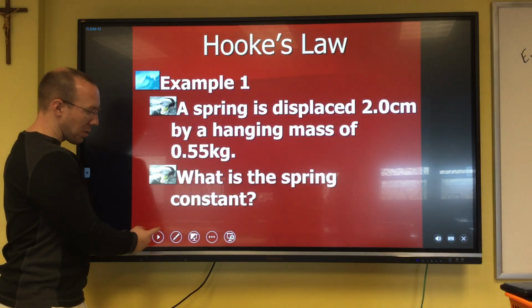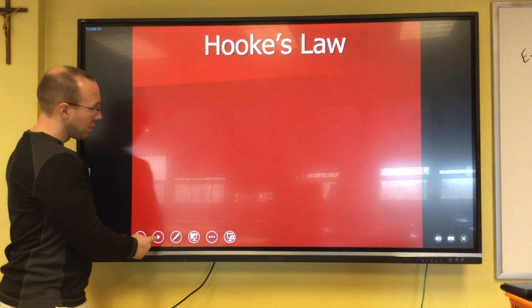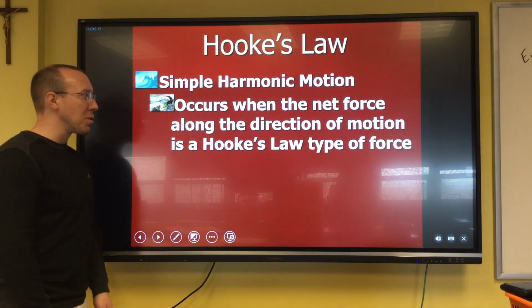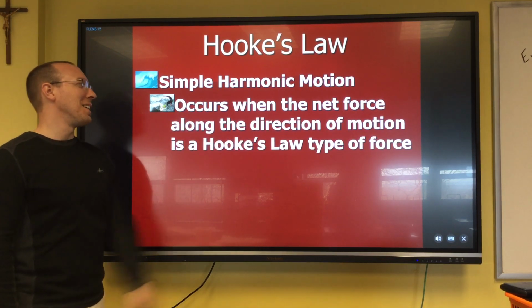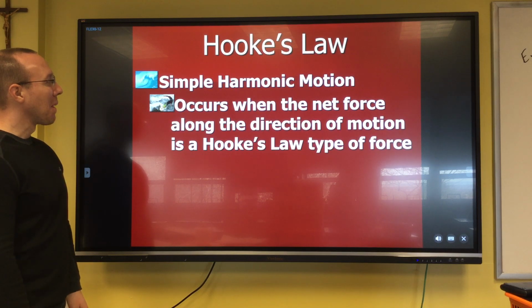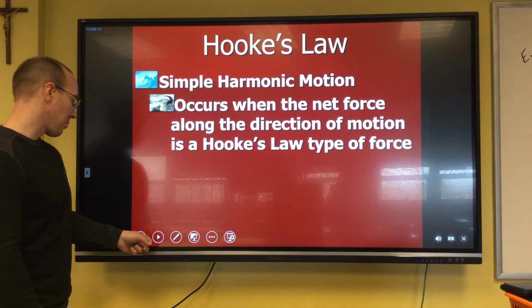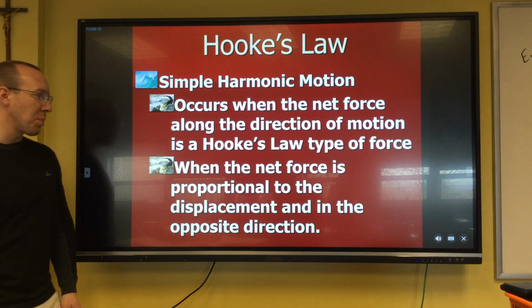I'll go through some examples. We already did these, you can look back in another chapter. The reason we bring up Hooke's law is because it deals with simple harmonic motion. This is kind of an odd definition, because what is a Hooke's law type of force? It's when the net force is proportional to the displacement and in the opposite direction.